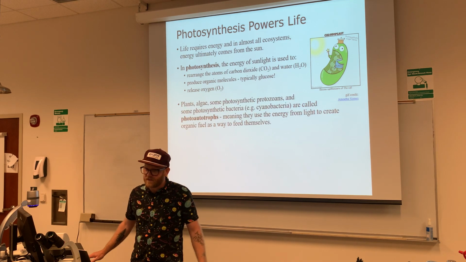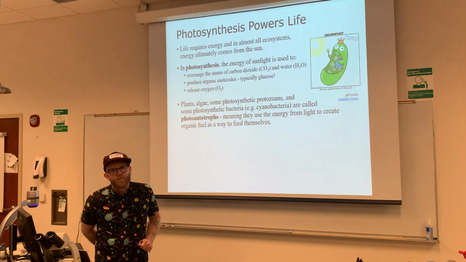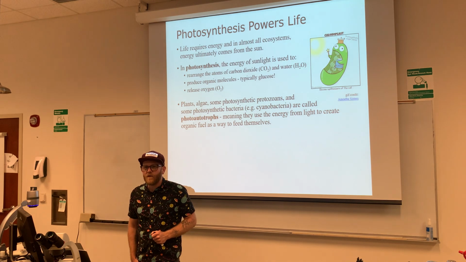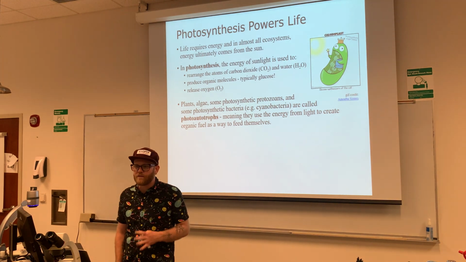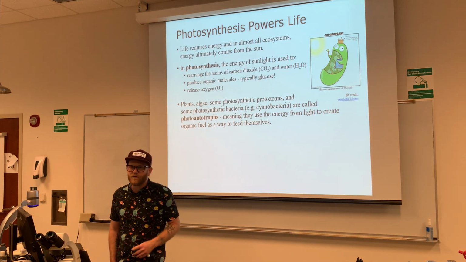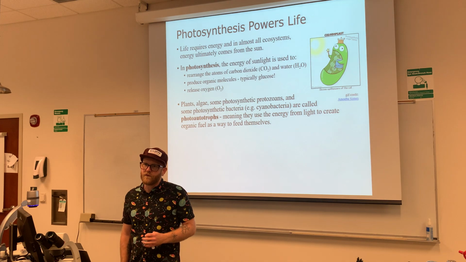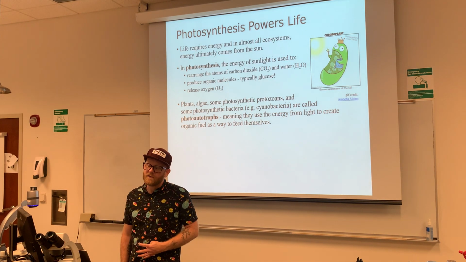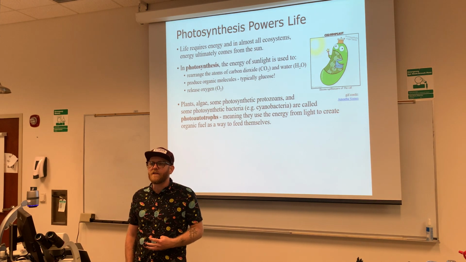Plants, algae, some photosynthetic protozoans, and some photosynthetic bacteria, which we call cyanobacteria, are primary photosynthesizers on the planet. Okay, we collectively refer to this group as the photoautotrophs, photo for sunlight, and the autotroph portion refers to the fact that photoautotrophs and autotrophs themselves are capable of feeding themselves. They're capable of making their own energy.